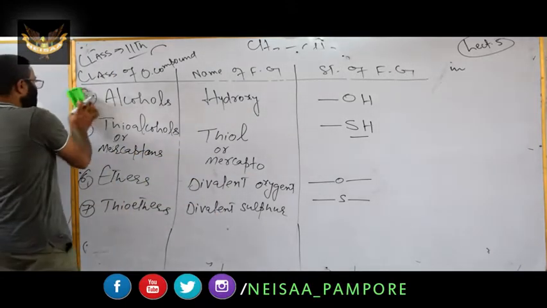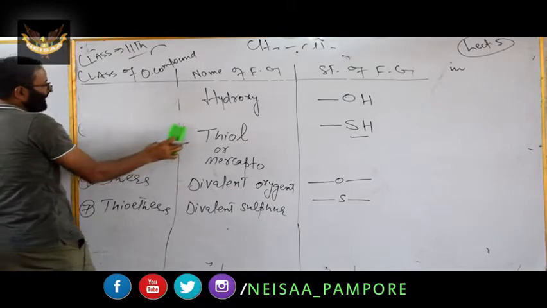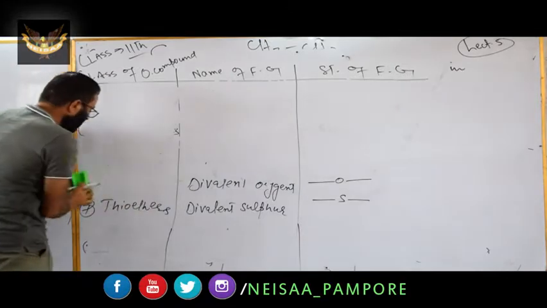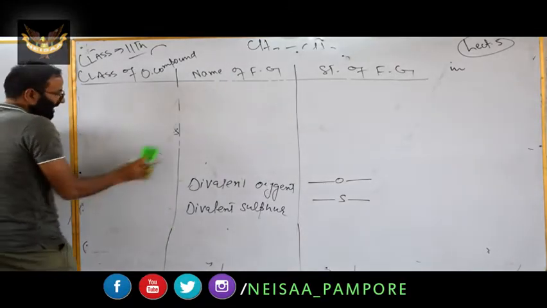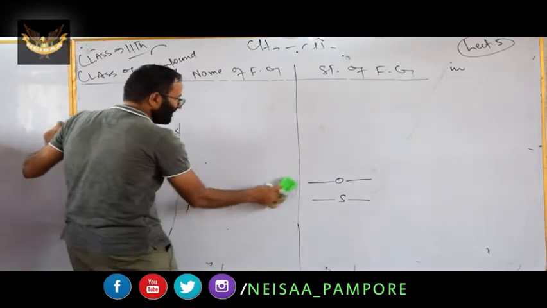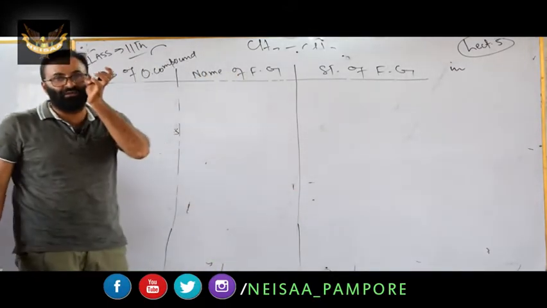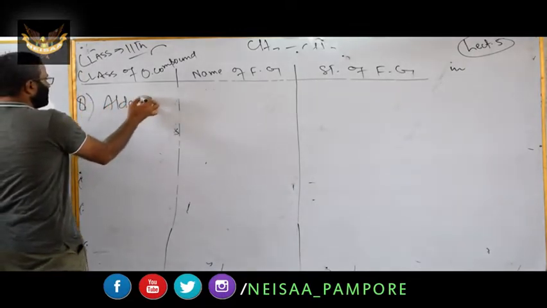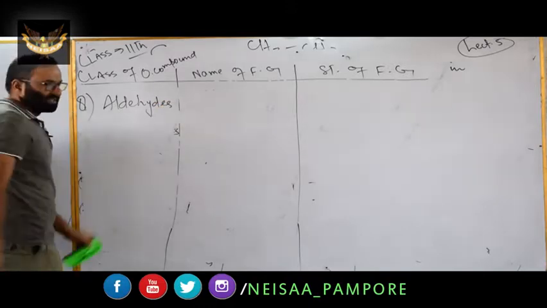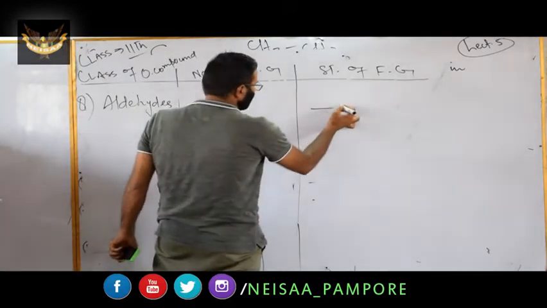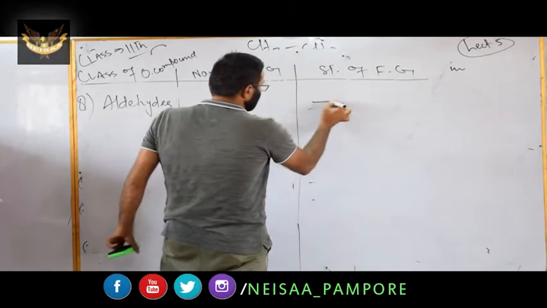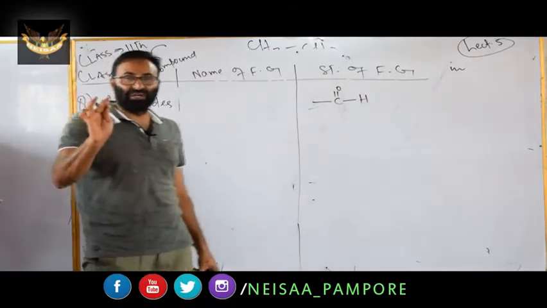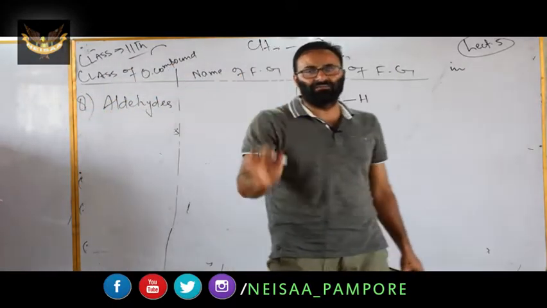Remember this point. The first, you have to remember alkene, the second alkyne, the third halogen derivatives, the fourth alcohols, the fifth thioalcohols, the sixth ethers, the seventh thioethers. Now we have the next one, the eighth, aldehydes. Remember this point. What is the structure of the functional group? C double bond OH. This is the functional group. You have to remember the structures and names of these functional groups.